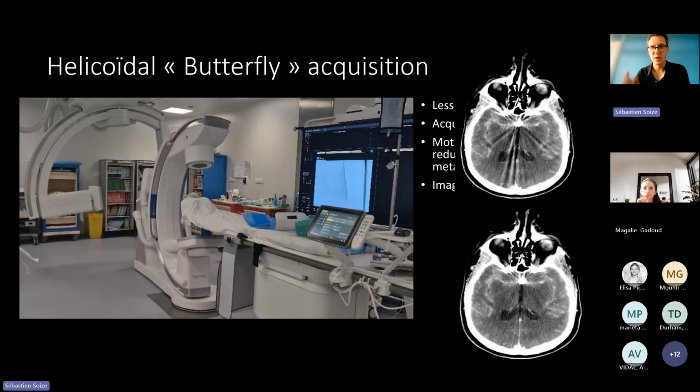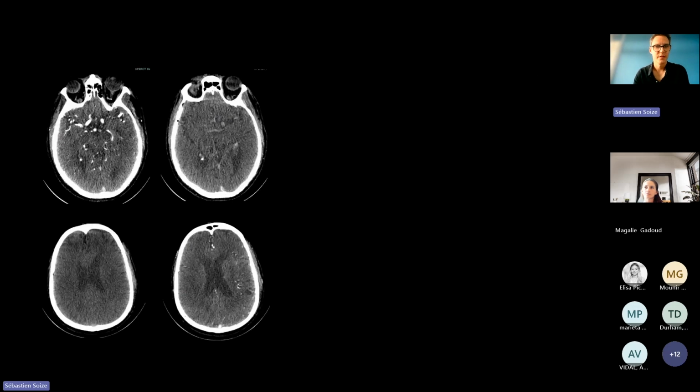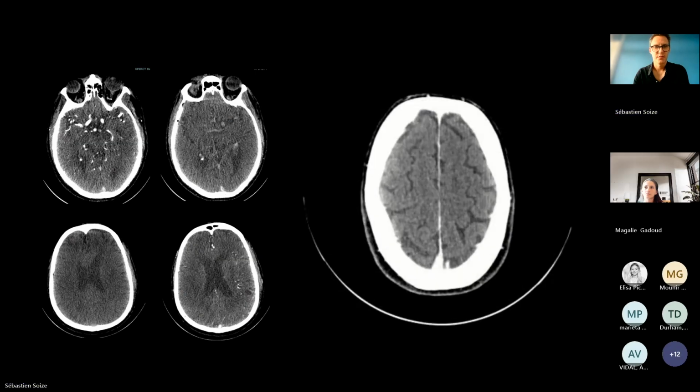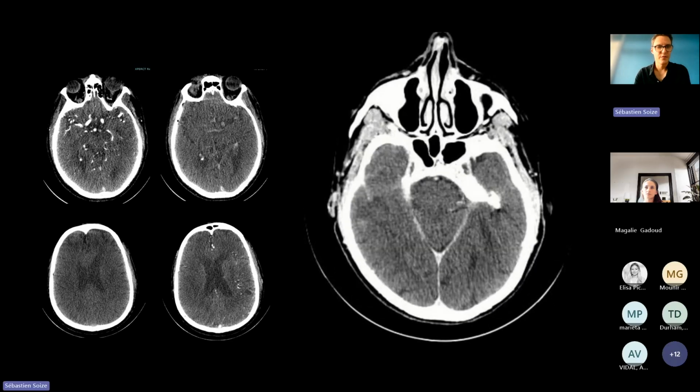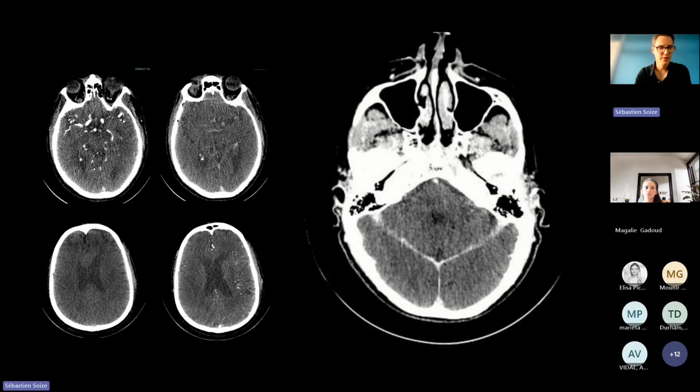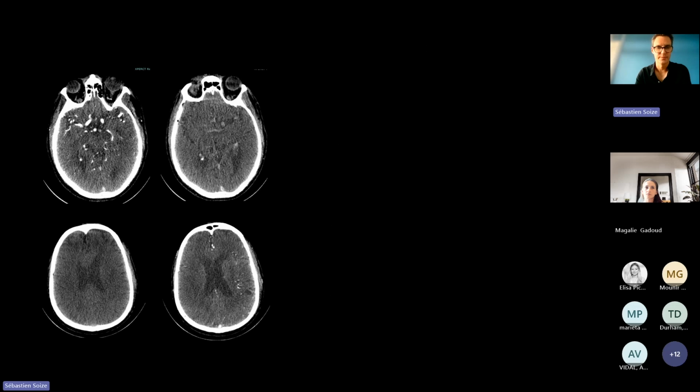Actually, you can see here an embolized patient on top without butterfly, so a conventional helical acquisition, and on the bottom, the butterfly acquisition. Here you can also have the comparison, on the left, of 4 images of acquisition of the basic low dose protocol from Philips Perfusion, and on the right, a scan that we performed with the butterfly with almost no artifacts, much more resolution.